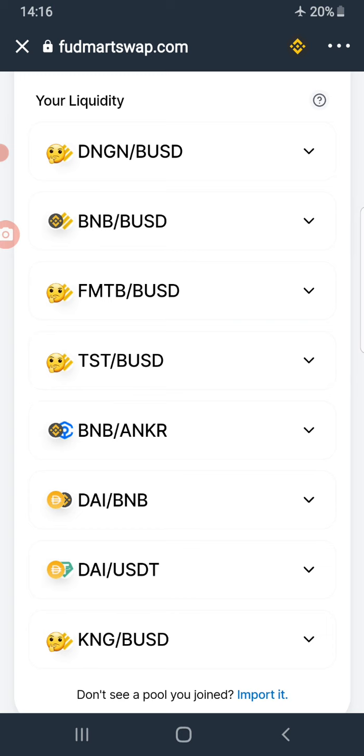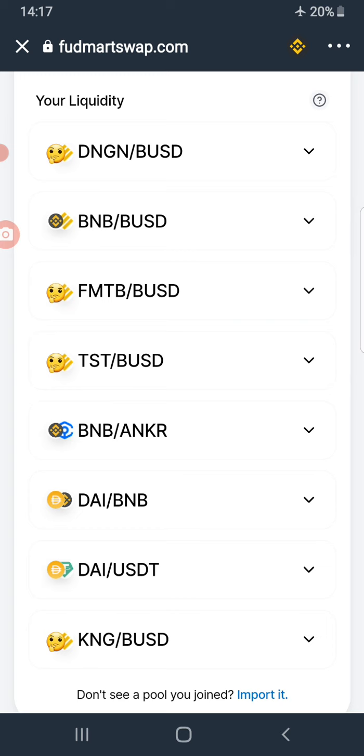Now I will release more videos to explain what the FLP token, that is Fudmart Liquidity Pool token, looks like. And at the same time I'll also do a video to explain impermanent loss, so you don't stay out of fear and you don't invest.